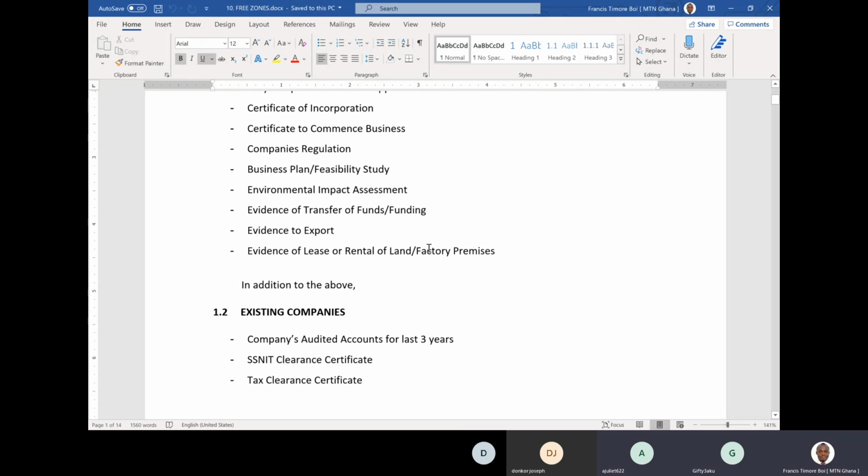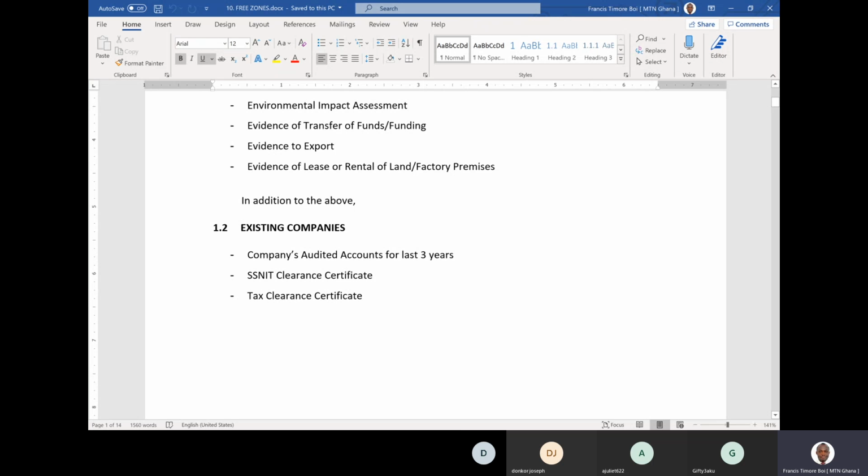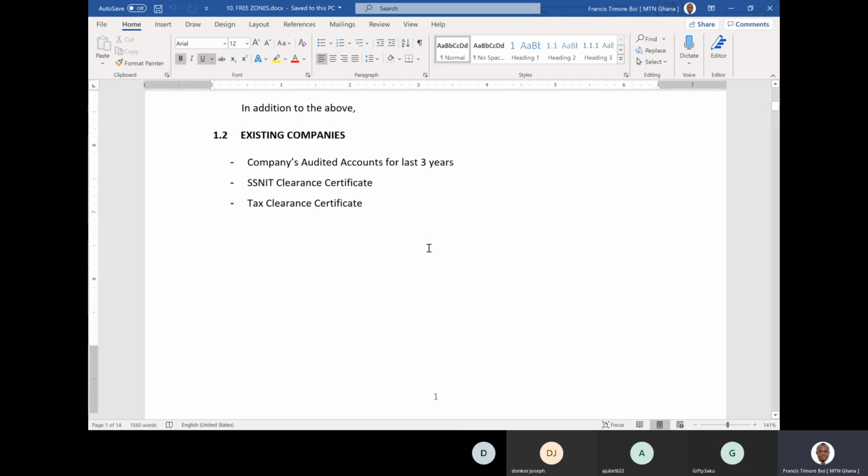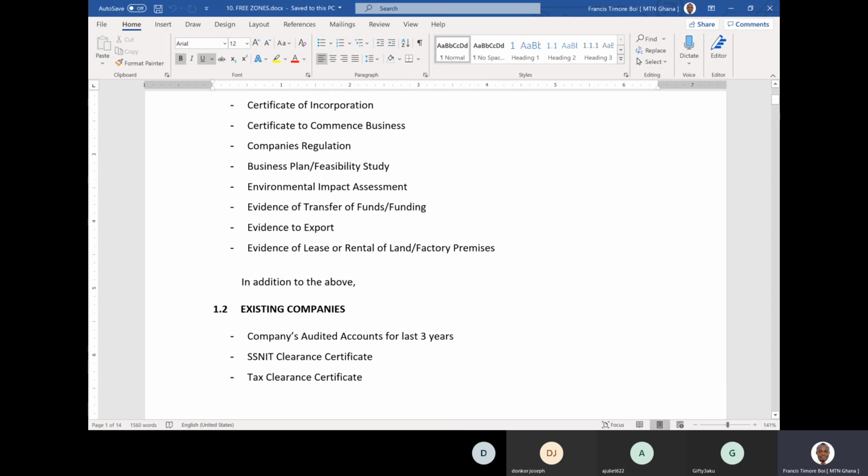And in addition, for existing companies, you don't need to be a new company. You can be an existing company, but you want to now operate under the free zone. So if you're an existing company, you send your audited account, your Senate clearance, your tax clearance, okay, then you attach it to this one. So that is what they were talking about. Any other information required by the board. Please, are you okay with this one? Yeah.